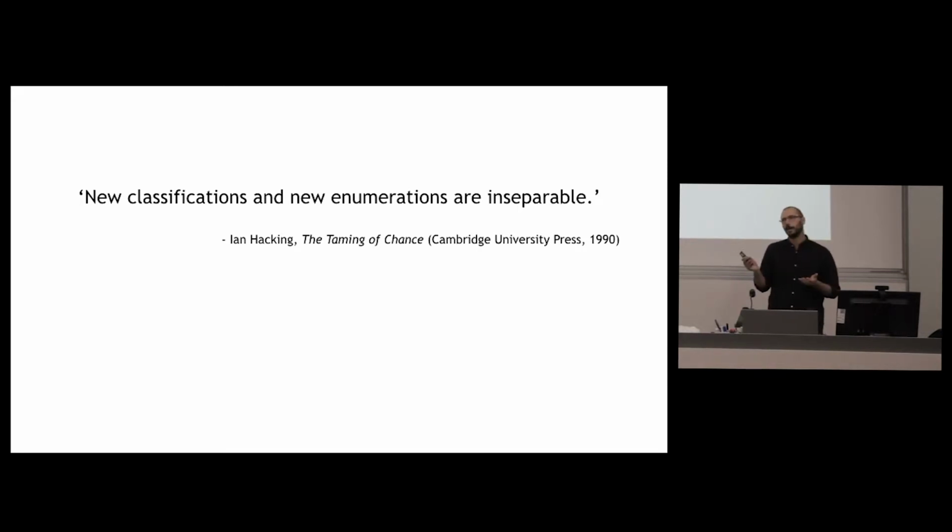This is a quote from Ian Hacking, a philosopher of science, whose work I found very, very interesting. He writes a lot about the history of statistics and the history of probability, and I think there's something very meaningful in this idea that every time we come up with a new way of measuring something, we also come up with a new way of classifying something. And this is not necessarily an entirely nominalist position. I think it's a really important way to think about the systems that we use to understand the world around us.